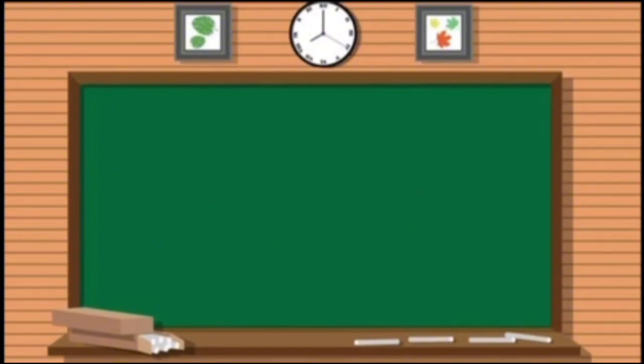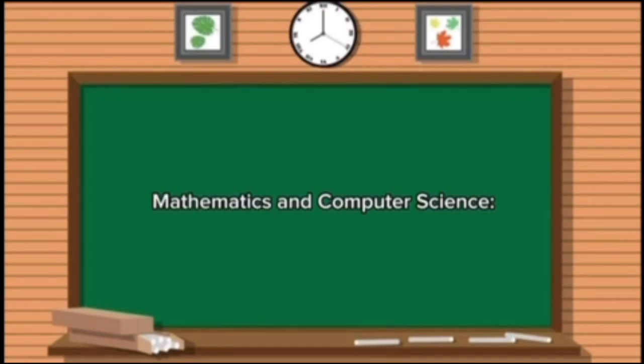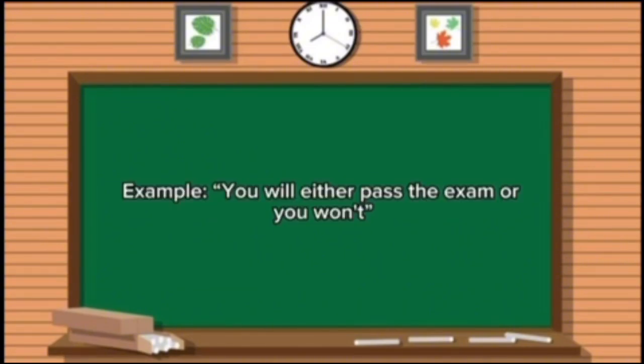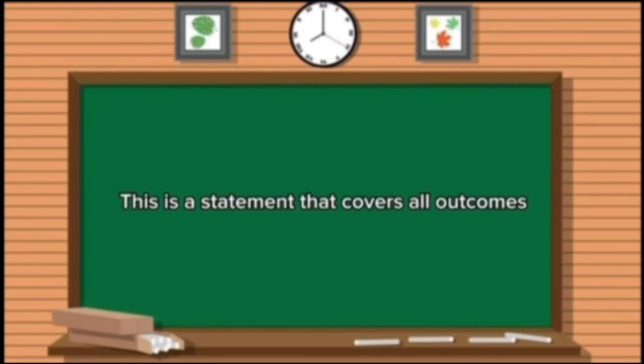Practical applications. Mathematics and computer science. Tautologies are used in proofs, programming logic, and algorithms. Everyday reasoning. Example, you will either pass the exam or you won't. This is a statement that covers all outcomes.